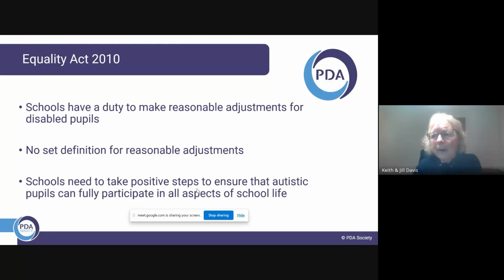So I wanted to remind everyone just a little bit about the Equality Act of 2010, because that highlights that schools have a duty to make reasonable adjustments for disabled pupils. They need to take positive steps to ensure that autistic pupils can fully participate in all aspects of school life and make those reasonable adjustments so a child can study. But there is no set definition, is there, for reasonable adjustments?